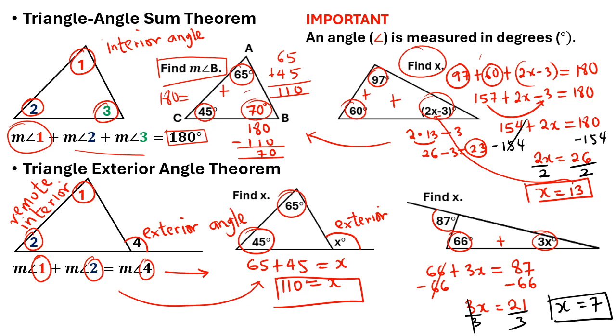So the value of x is 7, meaning that the third angle, this 3x here, is actually 3 times 7, which is a really very small acute angle, just 21 degrees. So, all right. This is the end of this review.